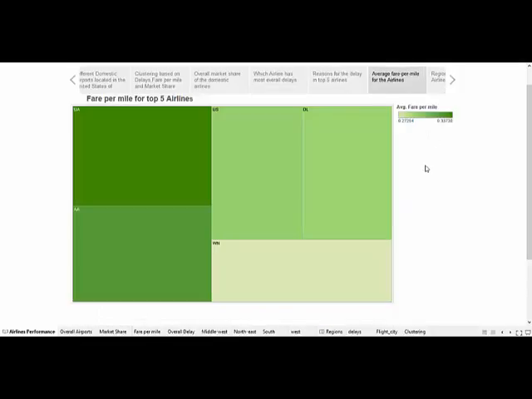We analyzed the fare per mile for the top 5 airlines and observed that Southwest and Delta Airlines have the maximum market share and also have the lowest fare per mile. Between Southwest and Delta Airlines, the delays are low for Southwest and it might have a higher market share.